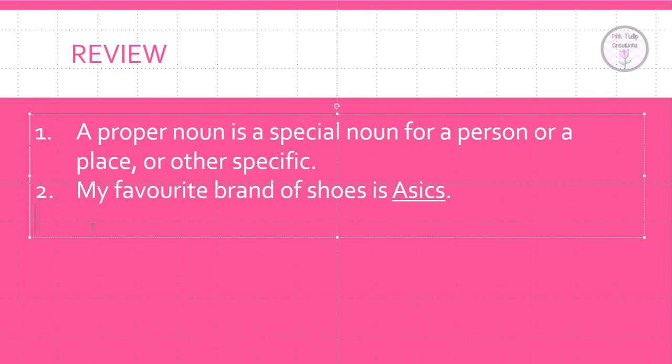Like I've said before, you go home and teach your parents what a proper noun is. You could teach a brother or a sister what a proper noun is. You could teach your friends what a proper noun is. But if you can tell someone else what it is, then you are going to know that you really understand a proper noun.